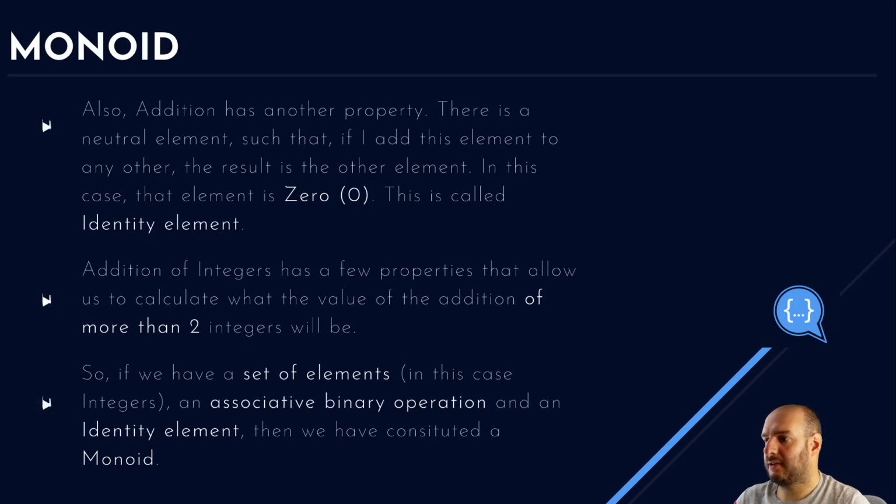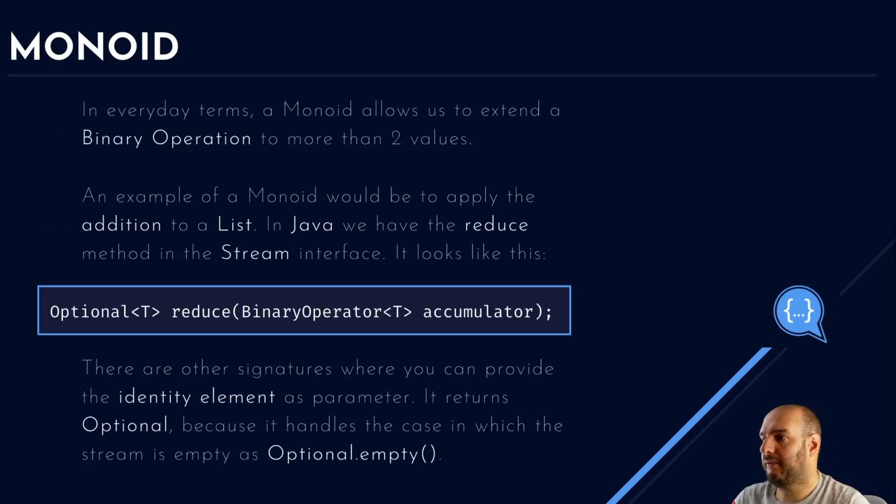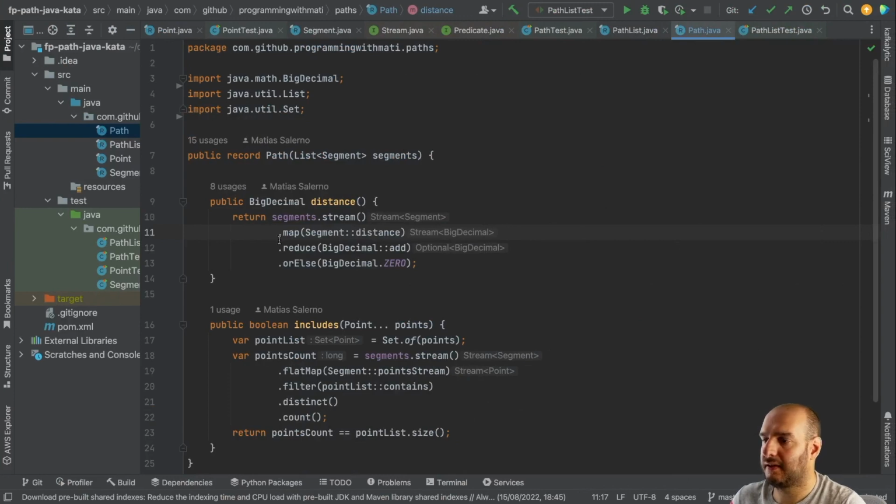The binary operation is complete and we get the monoid. A monoid is basically the set of elements, the associative binary operation, and the identity element. They all form a group, and this group is called a monoid. In everyday terms, a monoid allows us to extend a binary operation to more than two values. So an example of a monoid is something that we have used in our tutorials, and it's called the reduce function of the stream interface. And we can see it here. We do stream, then we map it to distances, and finally we use the reduce operation on the resulting stream.